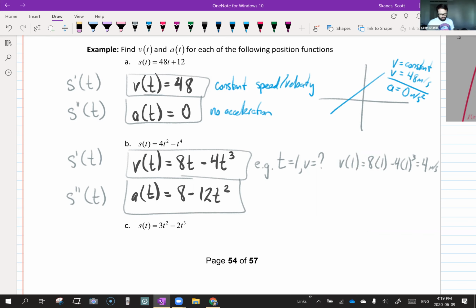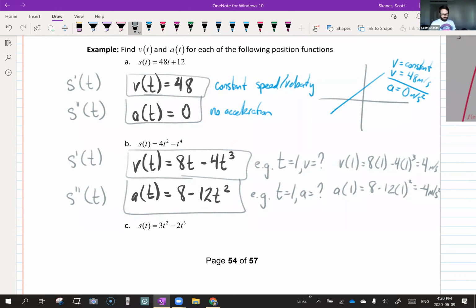Okay. Same idea. What if I asked you, what's the acceleration after 1 second? We don't know what the object is, but what if I wanted to know what the acceleration was at 1 second after it started? So you just put 1 in. It would be 8 minus 12 times 1 squared. So 8 minus 12 is negative 4. So it just happened to work out to 4. Of course, it could be anything. But we know a lot about this position function just by doing derivatives.